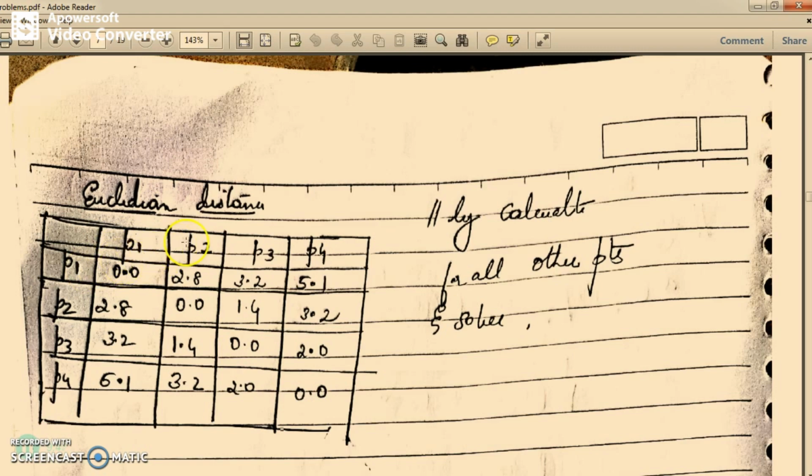Distance between P1 and P2 is 2.8. Right, and the distance between P2 and P1 also is 2.8. So is it not a symmetric matrix? Yes, so it is symmetric. So P1 to P3 is 3.2. Yeah, there is one more, that is P3 to P1 distance also is 3.2, right? So you can fill this table. Okay, so that is the Euclidean distance.